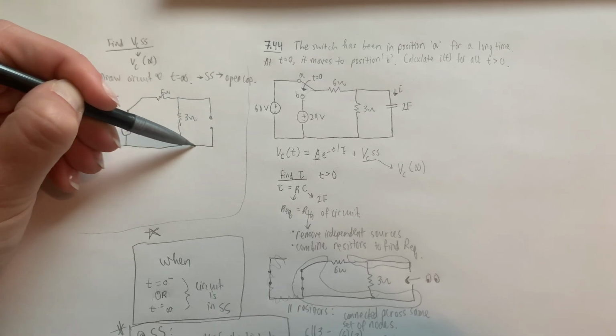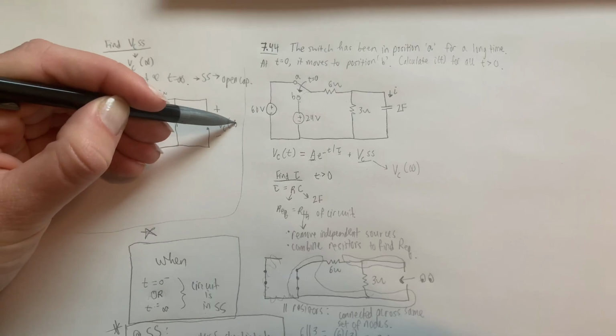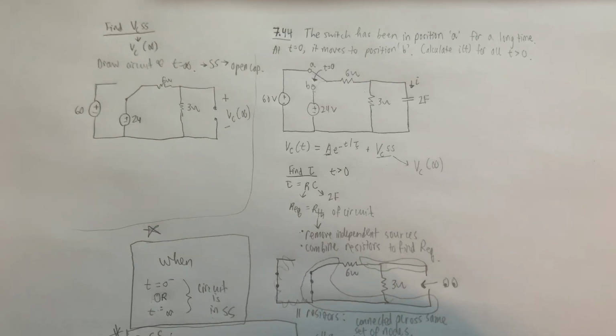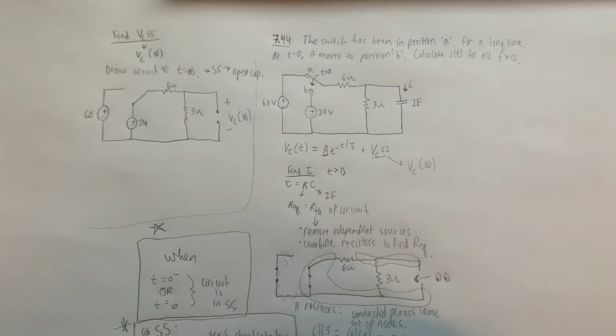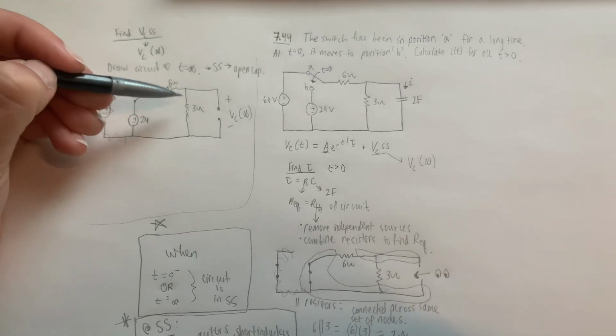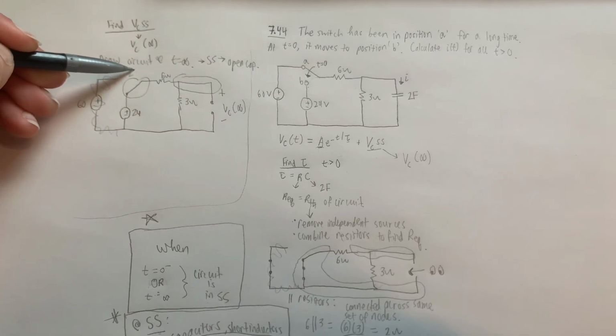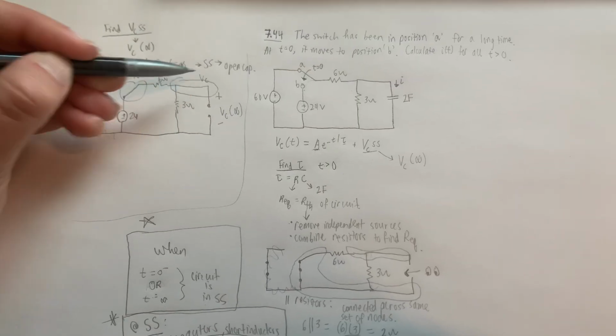Open capacitor. And we're finding the voltage across the capacitor at infinity. This is our dead wire. I'm going to circle my nodes again. That's 24 volts. This is VC.